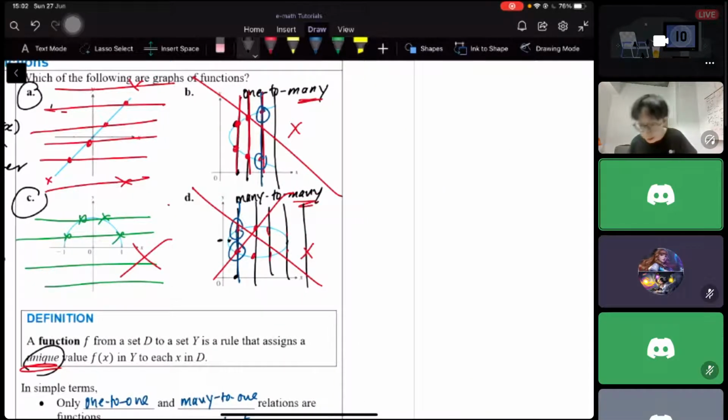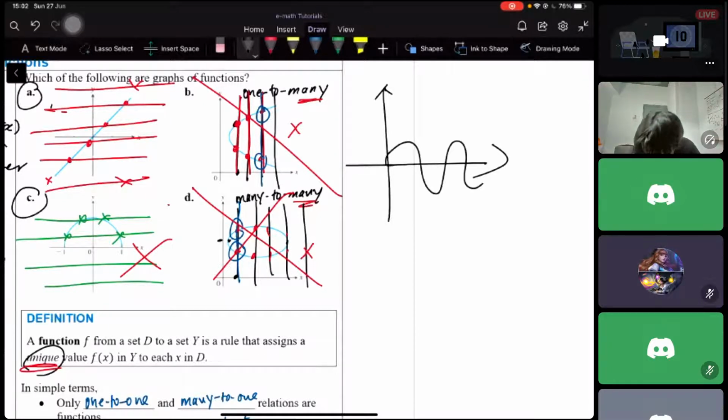But here's the thing, I just want to talk about this real quick. Remember your sine graph?